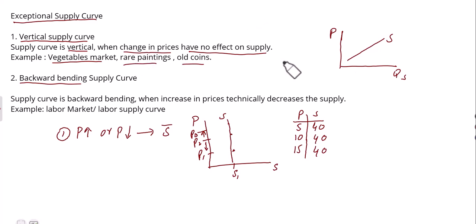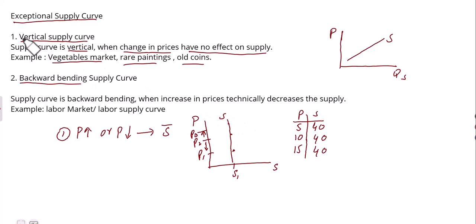Similarly, for rare paintings, if there is a rare painting, an increase or decrease in price cannot increase the number of paintings. Similarly, old coins are also very rare in the world. So even if the price increases too much, it will have no effect on supply because they are old ones, and it will take a lot of time for coins to become old and available in the market for sale. So when there is a change in price, the supply of these things will not be affected. The supply curve will become vertical in these cases.